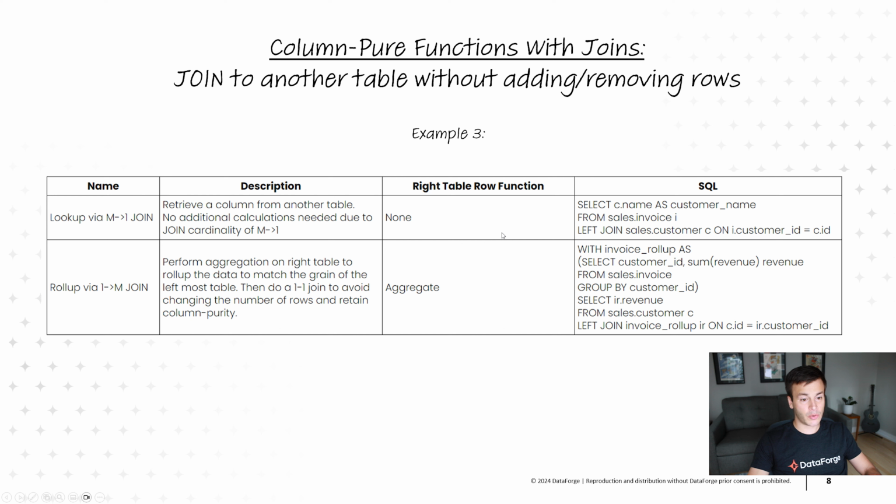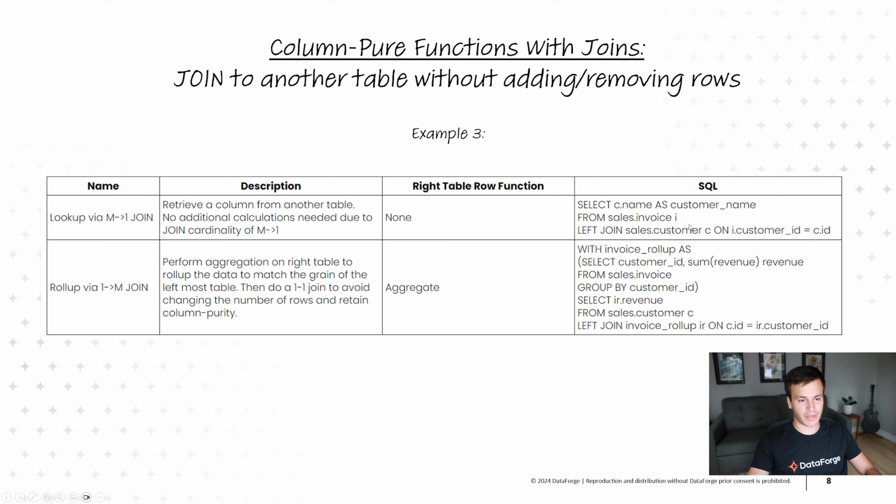Some SQL examples of what this looks like is a basic left join. This follows the same pattern we just talked about. We're going to join on an ID and we're going to grab a column from a lookup table. So we're going to grab the C name column from customer and we're going to alias it as customer name. This is all legal within the column pure framework.